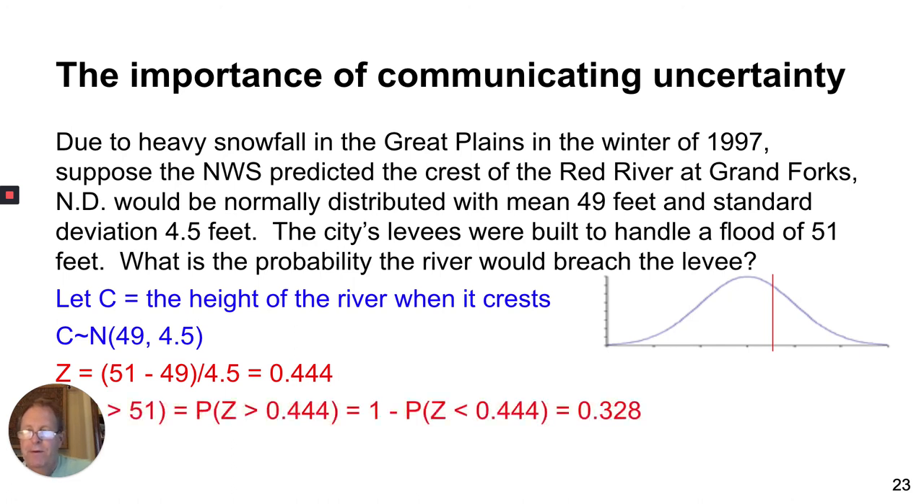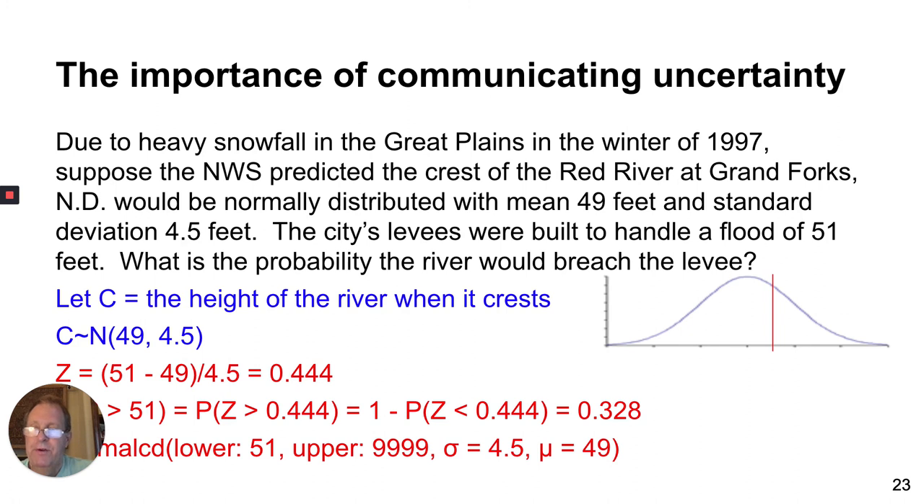Okay. Now you can't read that all, but the probability of getting a random C greater than 51 is equal to the probability of getting a Z greater than 0.44. And now you can go to your calculator, or you can go to your table, and you find out that the probability that the river will crest at 51 or higher is 0.328. A 33% chance that the river will exceed the levee.